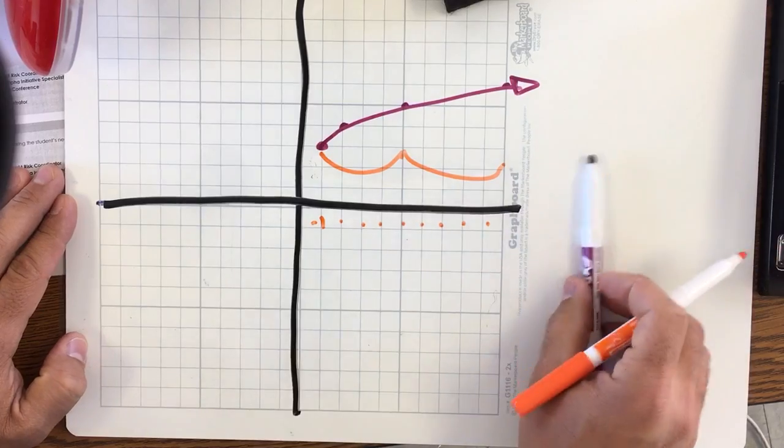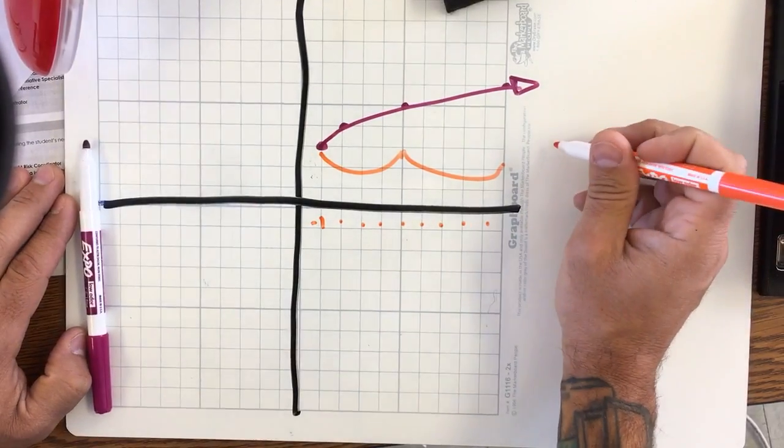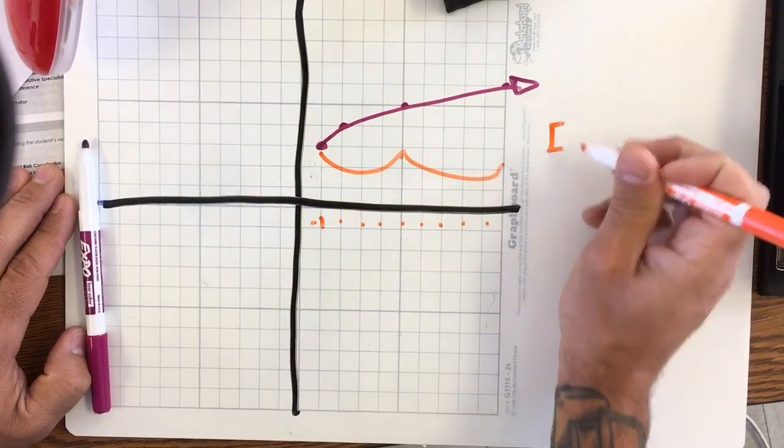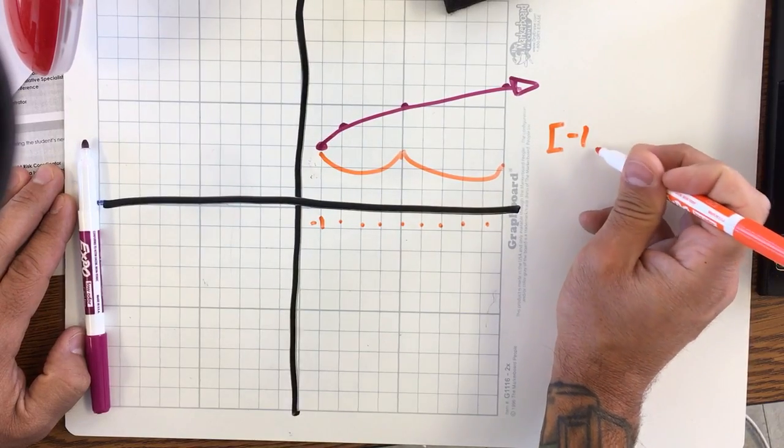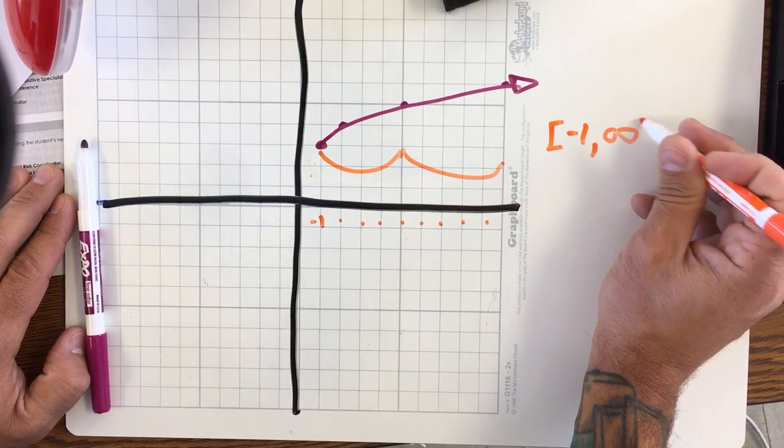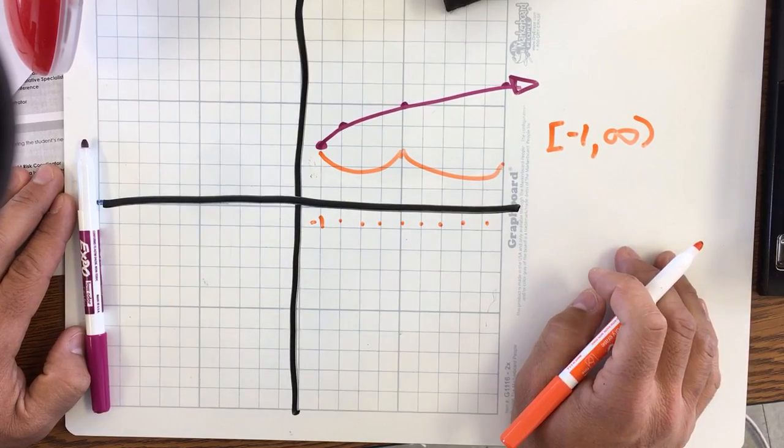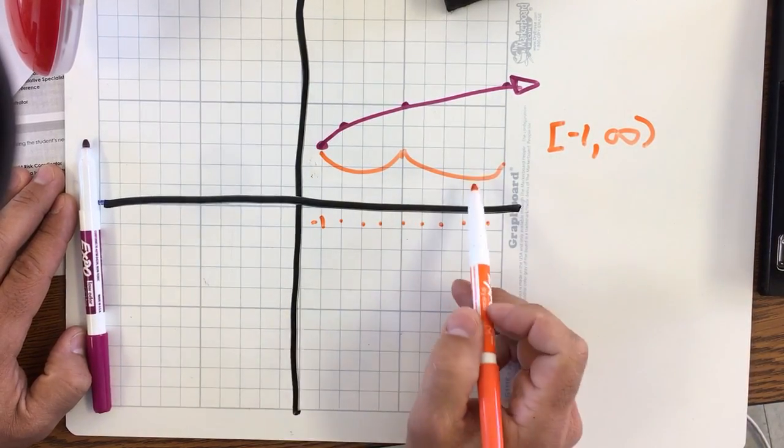So the way that we write this, if we remember way back to when we did this, is we put this to show that -1 is included, and then it goes to infinity, and infinity can never be included. So that's how we do our domain.